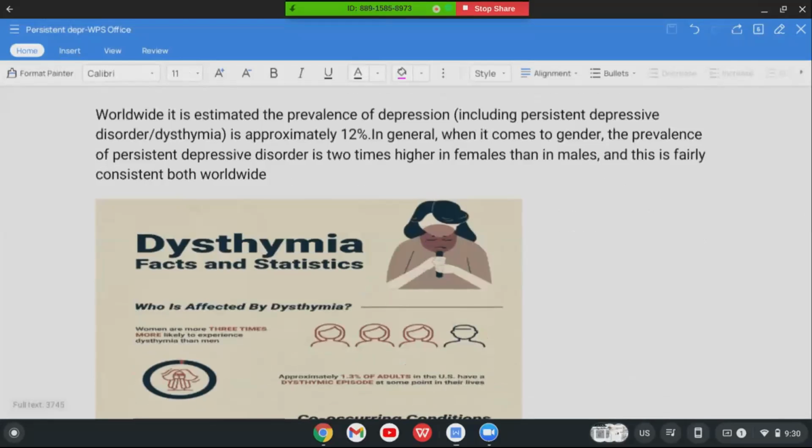Dysthymia epidemiology: around 12% of the general population, that is the prevalence of depression in the world right now. And in general, when it comes to gender differences, the prevalence of depression is 2 times higher in females than in males.